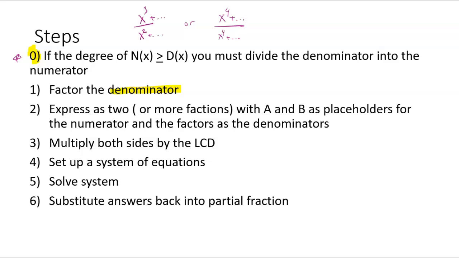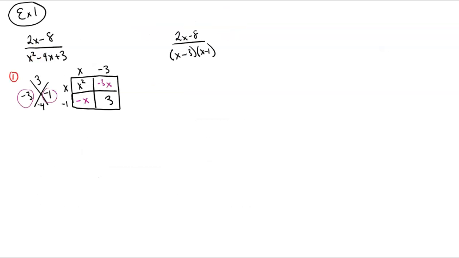So I have done step number 1. I have factored the denominator. Step number 2, we are going to express them as two or more fractions. So this is where step number 2 comes into play. For however many binomials we had, that's how many fractions we need. So I have 2 binomials. So I'm going to put x minus 3 in one, and I will put x minus 1 in the other one. And I need to put a placeholder. So I'm going to say that this is A, and then this is B.